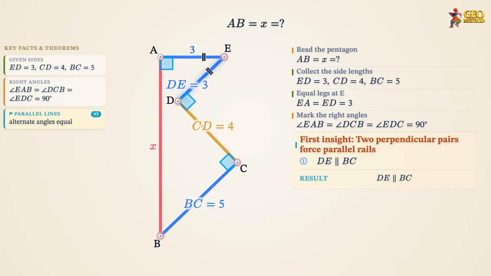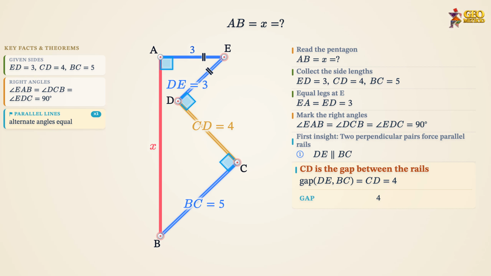Our first insight is this. Two perpendicular pairs force parallel rails. Because segment DE and segment BC are parallel rails, the perpendicular connector segment CD measures the constant distance between them. That gap is 4, and we will reuse it as a height in just a moment.